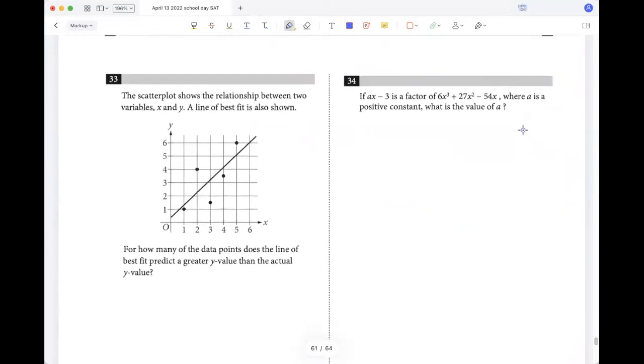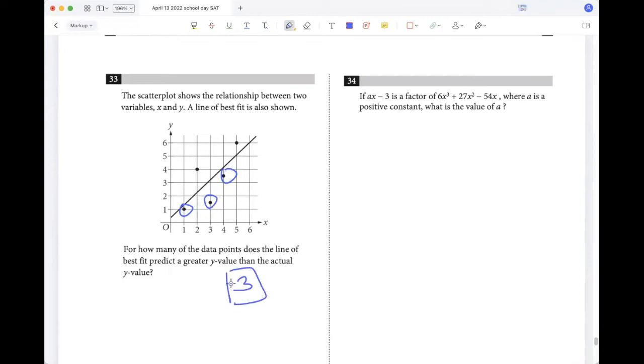The scatter plot shows a relationship between two variables. For how many of the data values does the line of best fit predict a greater Y value than the actual Y value? So greater than the actual. So 1, 2, and 3.